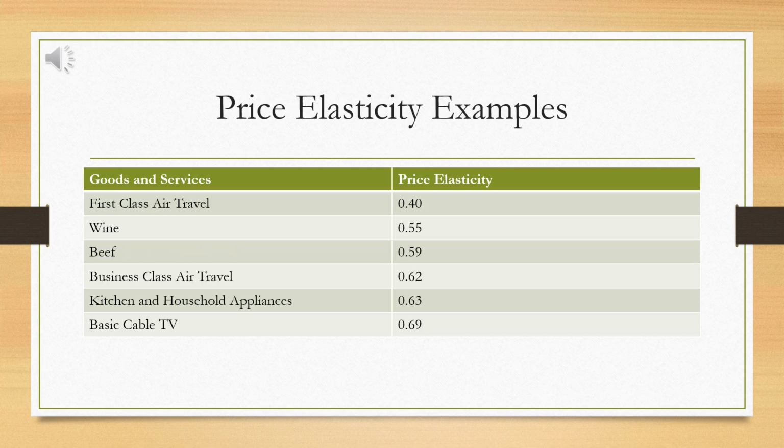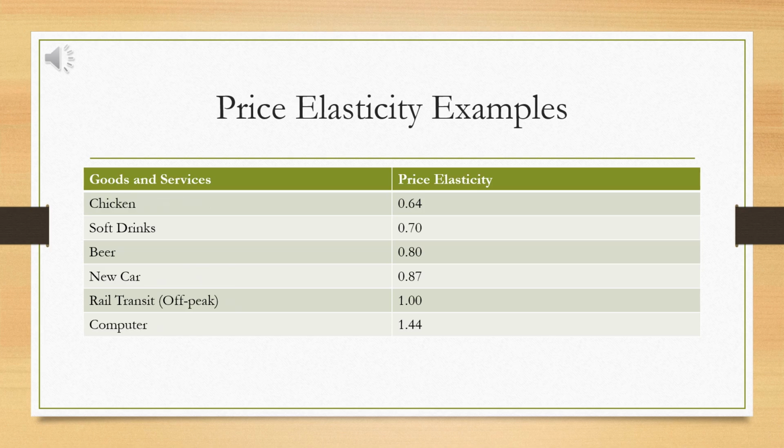This second part of the table is still showing goods and services with price elasticities lower than 1. We have first class air travel 0.4, wine 0.55, beef 0.59, business class air travel 0.62, kitchen and house appliances 0.63, and basic cable TV 0.69.